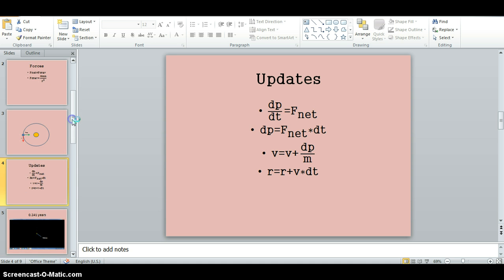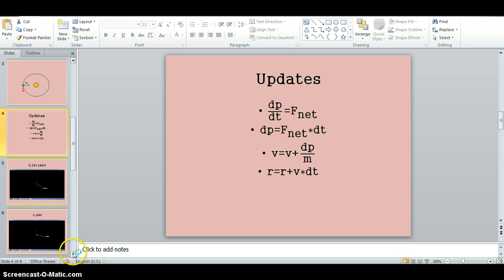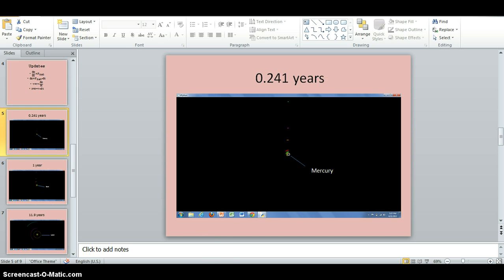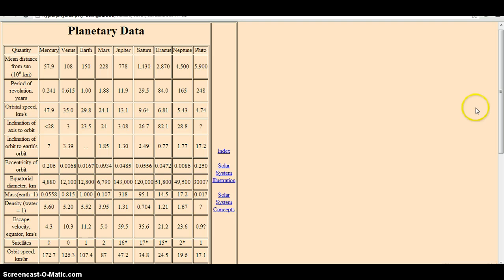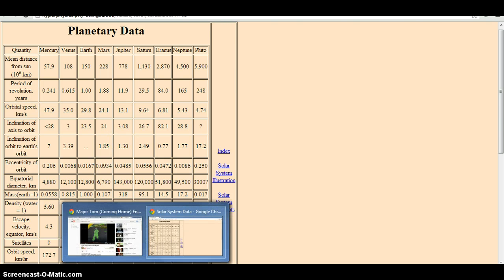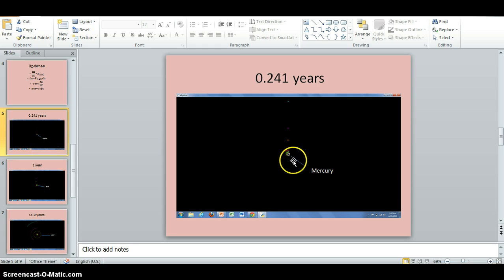Now to see if this is an accurate model, we can set a time step to various amounts, which correspond to the times it should take to complete one orbit. From the planetary data, we can find out how long the orbit is in terms of Earth years, and then plug that in as our time. If we plug in 0.241 years, which is how long it takes Mercury to orbit, we see that Mercury, the white line there, makes a complete orbit, which shows that this is accurate.